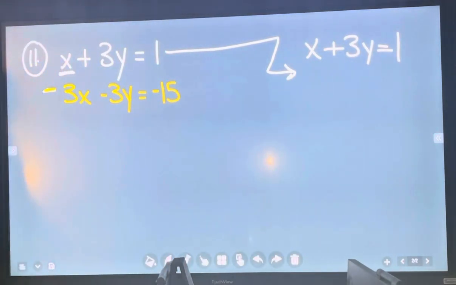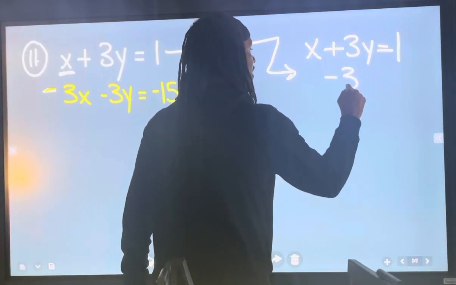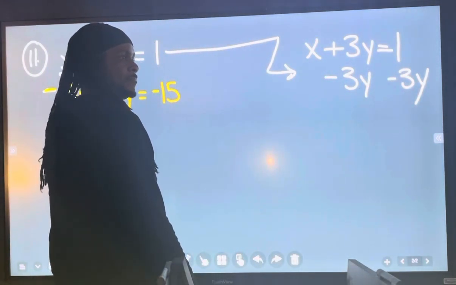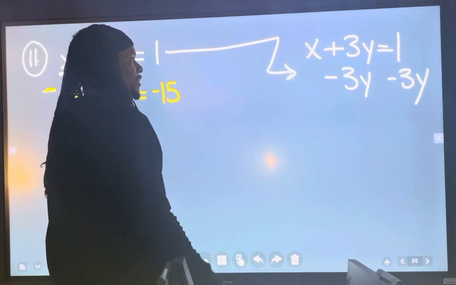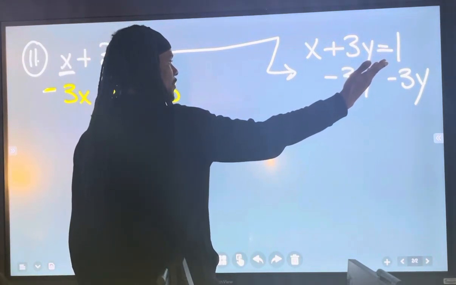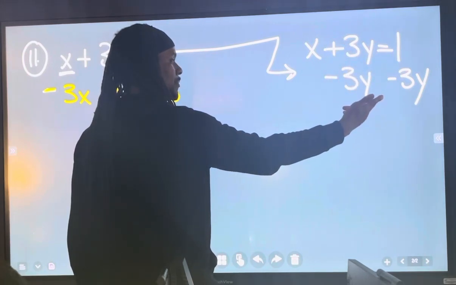How would I solve for X there? Somebody remind me. Come on, it's been a week, y'all. Would you minus it? Minus what? Minus the 3y. Make it simple. We're solving for X. So watch. What's going to happen to your 3y's? They cancel out.